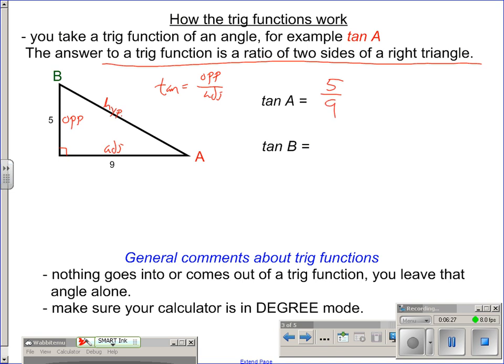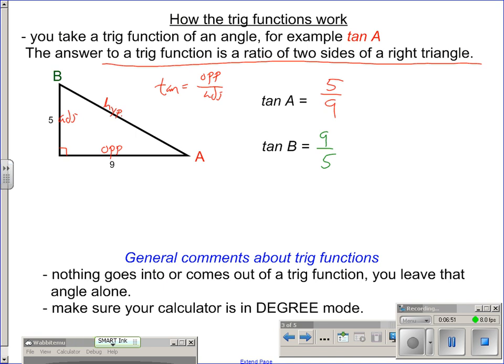All right? For the tangent of angle B, now we're looking up here at angle B. Now these sides switch. 9 becomes the opposite side, and 5 becomes the adjacent side. So this tangent ratio for angle B would be 9 over 5. But it's still that same ratio, opposite over adjacent. It's just now we're changing our reference angle.